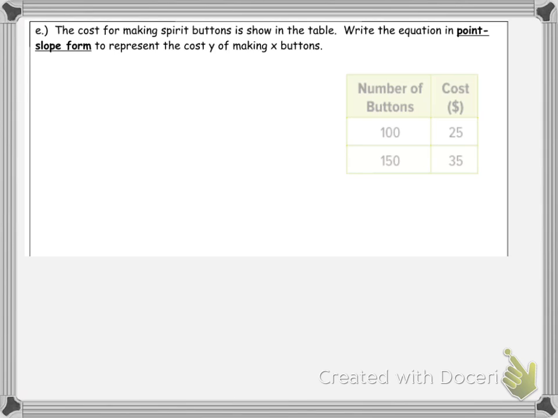Okay, now we're dealing with the spirit buttons. Cost for making spirit buttons is shown in the table. Write the equation in point slope form, again, to represent the cost y of making x buttons. So again, we have a table. We're looking for point slope form, so we want to find the slope. Slope is change in y over change in x. So I'm going to take my y values and do y minus y over x minus x. That gives me a slope of 10 over 50, reducing to a slope of 1/5.